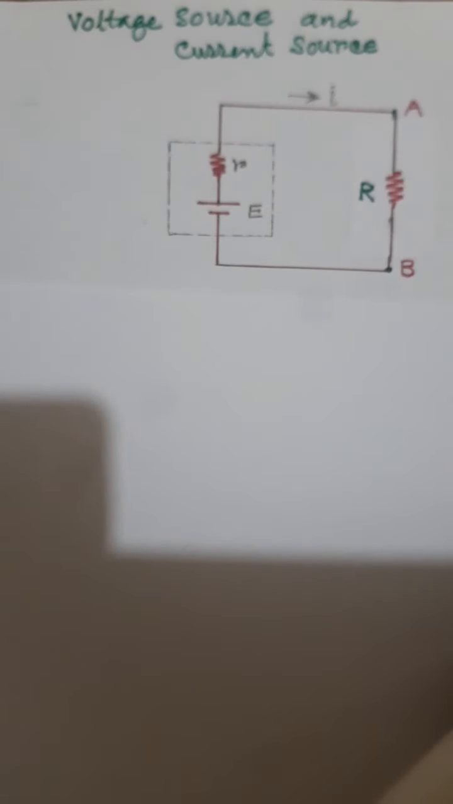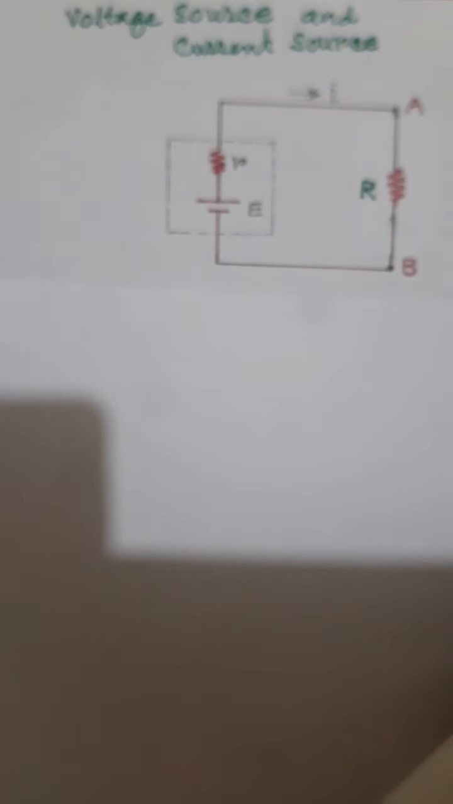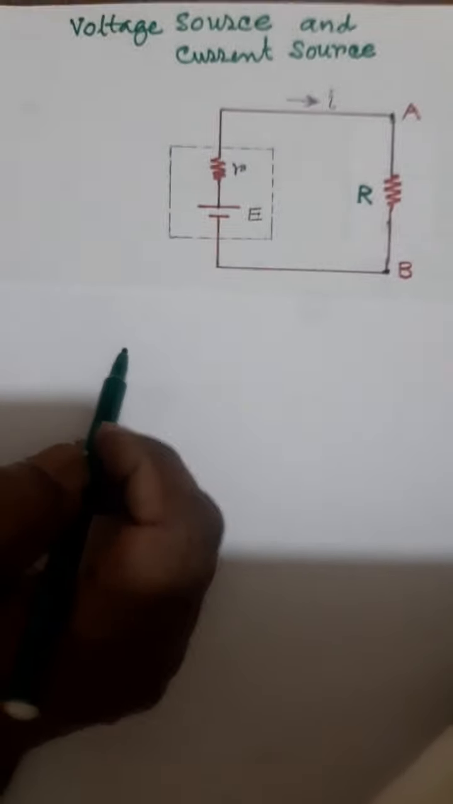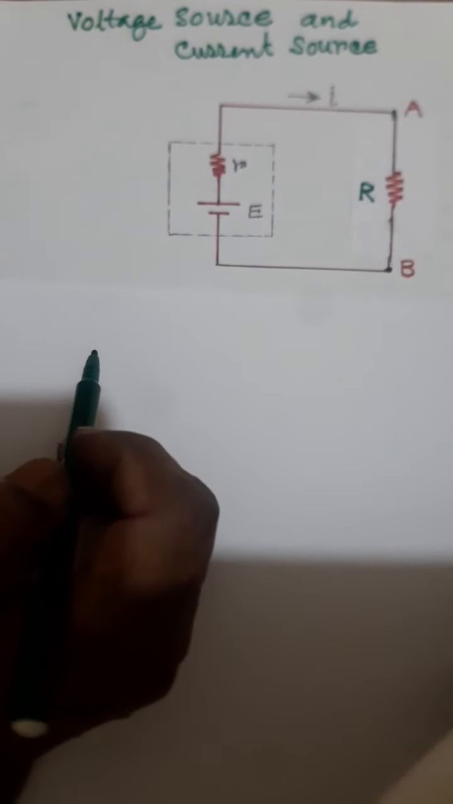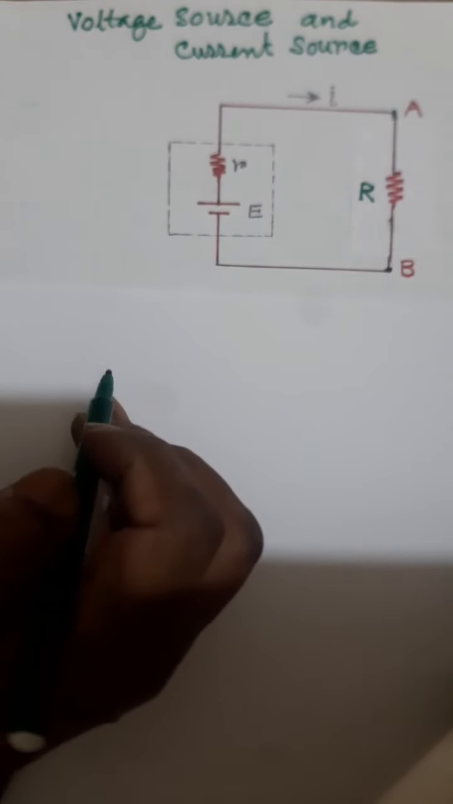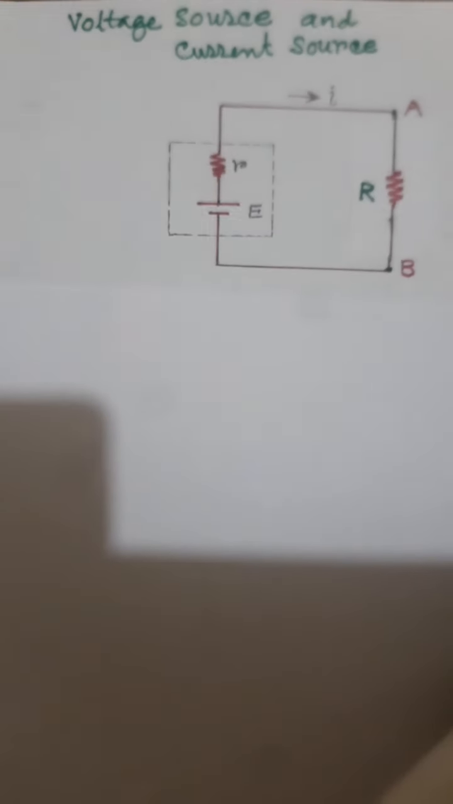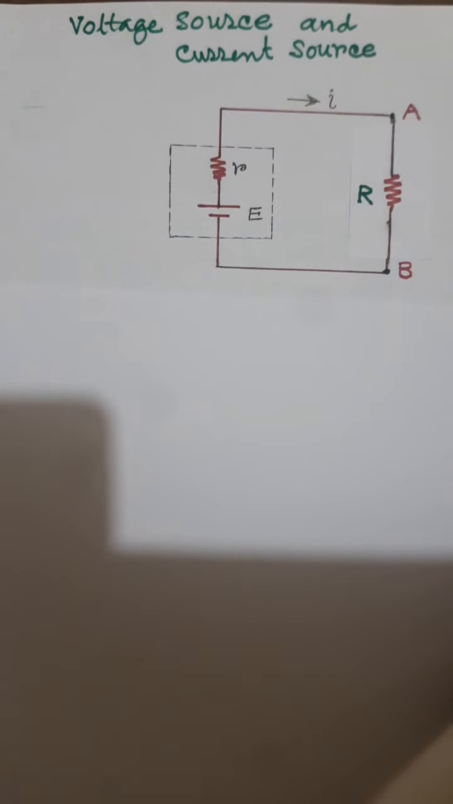For example, a torch cell is a source of electricity and a bulb connected to it is called a load. A source of electricity may have its internal resistance, or a resistance used in series with the source. It is called the source resistance, small r.